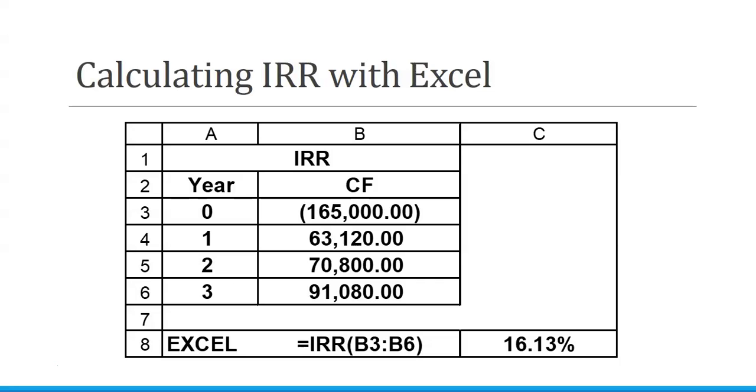So this is an example of calculating the internal rate of return with Excel. The formula is IRR, and then within the parentheses, you select all four cash flows. This project has an internal rate of return of 16.13%.